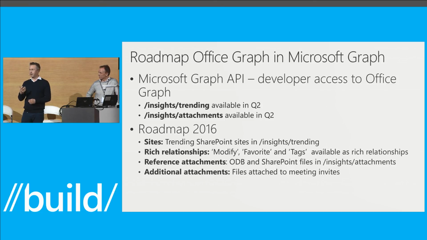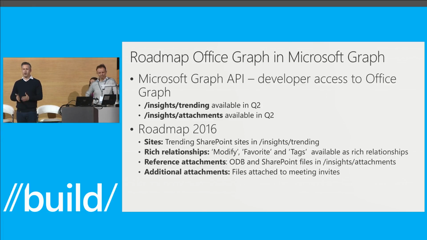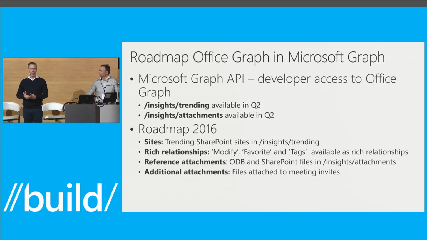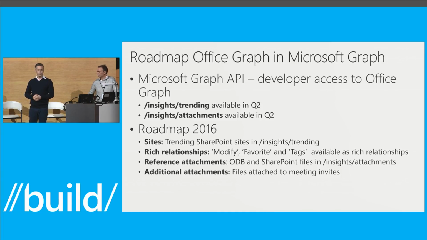We're working to get ODB files and files referenced by a link in an email and bringing these in through the same API that you can get classic attachments today. You will also be able to get these files. And we'll also mine the same type of links and classic attachments from meeting invites.